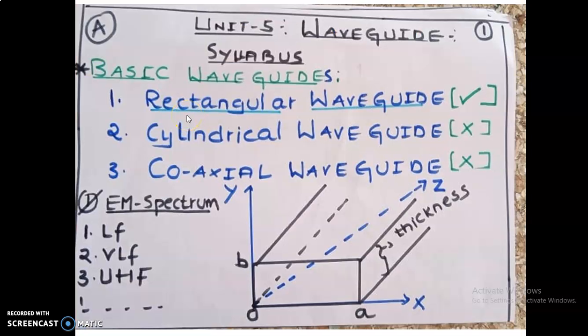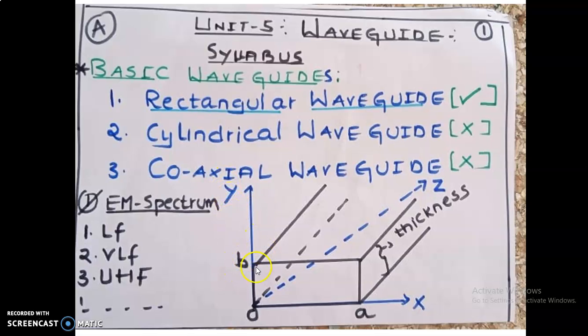Let me go to the next topic, and this is unit number 5 and the syllabus. What do you mean by waveguide? A waveguide is nothing but guiding the wave to go in one particular direction. This can be a rectangular waveguide, a cylindrical waveguide, or a coaxial waveguide. From the syllabus point of view, our syllabus is rectangular waveguide only. That is why I have put a tick mark on it and a cross mark on the remaining. As I told you, rectangular waveguide plays a very important role in understanding our microwave subject or waveguide subject.